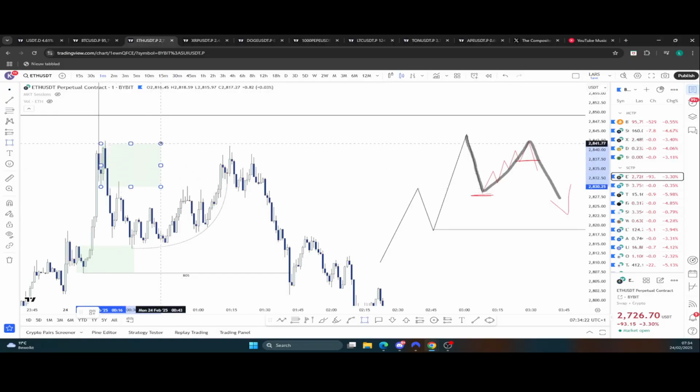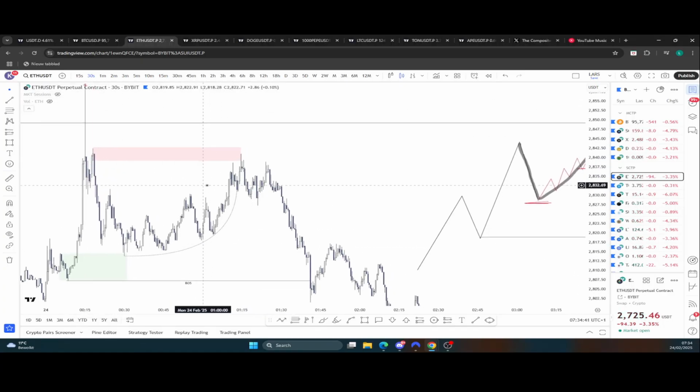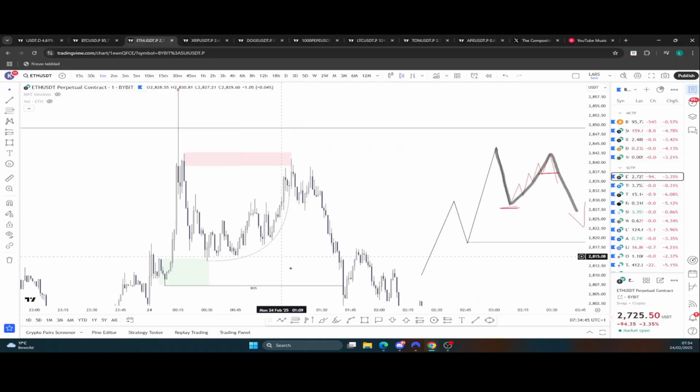So if there was a proper entry, this was the only structure supply there was, right? And I'm talking 30 second, right? I'm talking 30 second. You can even see on the 30 second, this was the only structure supply that got mitigated. In that structure supply, you had this 30-second order block. So if there is an extreme supply on that move down, it's going to be right here. And then you can see there should be no reason, okay? There should be no reason to go above this point.